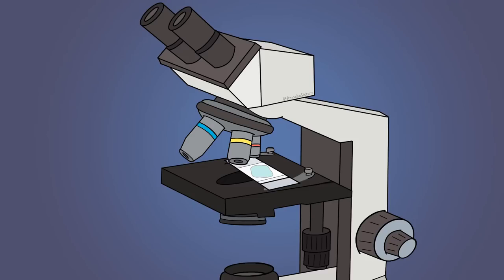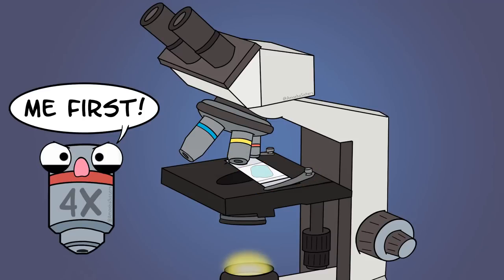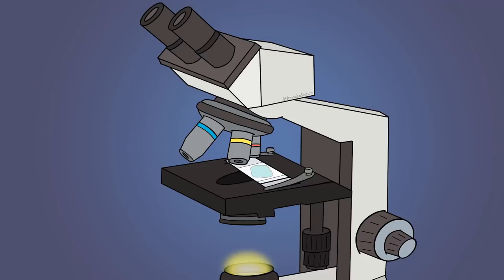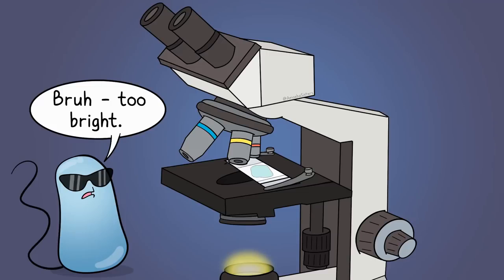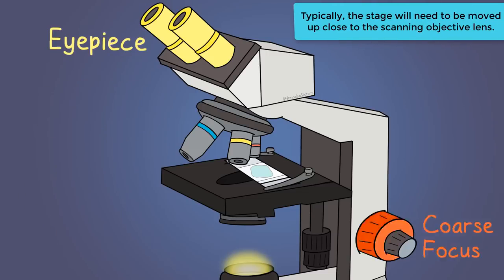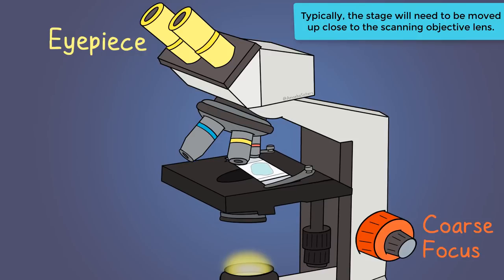I'm going to put the slide on the stage. I'm going to use the stage clips here to secure the slide. Light is on, and I already have the scanning objective lens here ready to go, which is good because I want to find the specimen first. I can adjust the light level if I want, but just know that super bright doesn't always mean the best image.